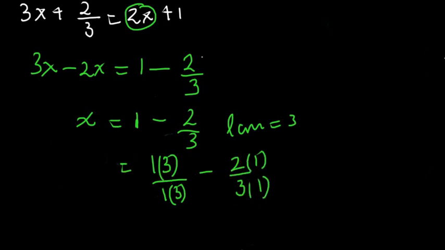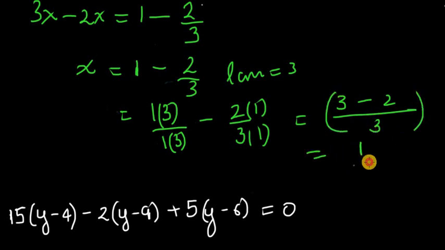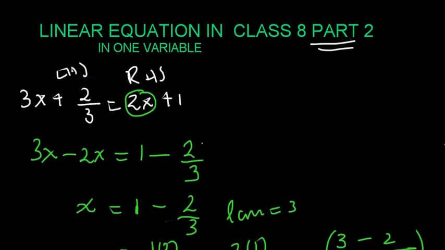Okay, so this is the answer. So we can evaluate this as 3 minus 2 by 3. Okay, so this can be written as 1 by 3. So x equals 1 by 3. This is the answer for this equation. So now let's go to the next equation.